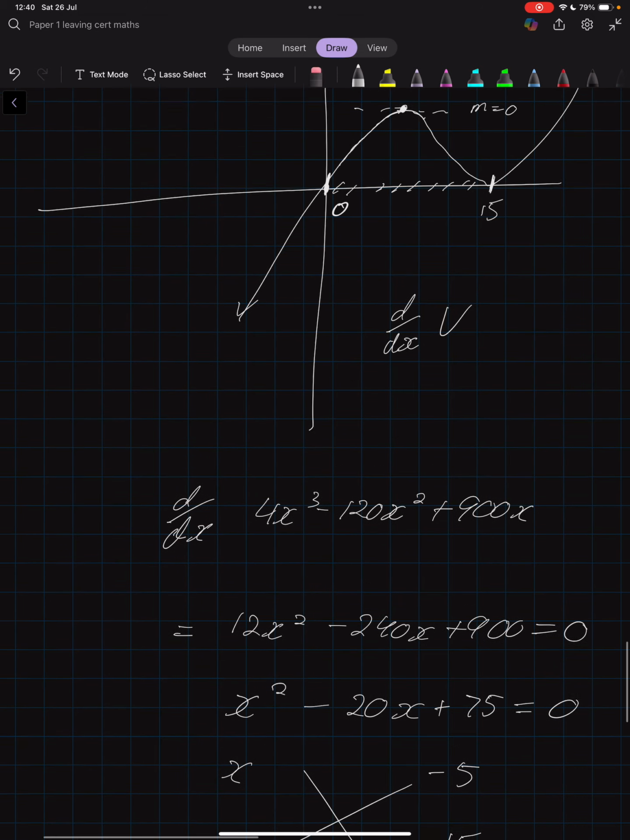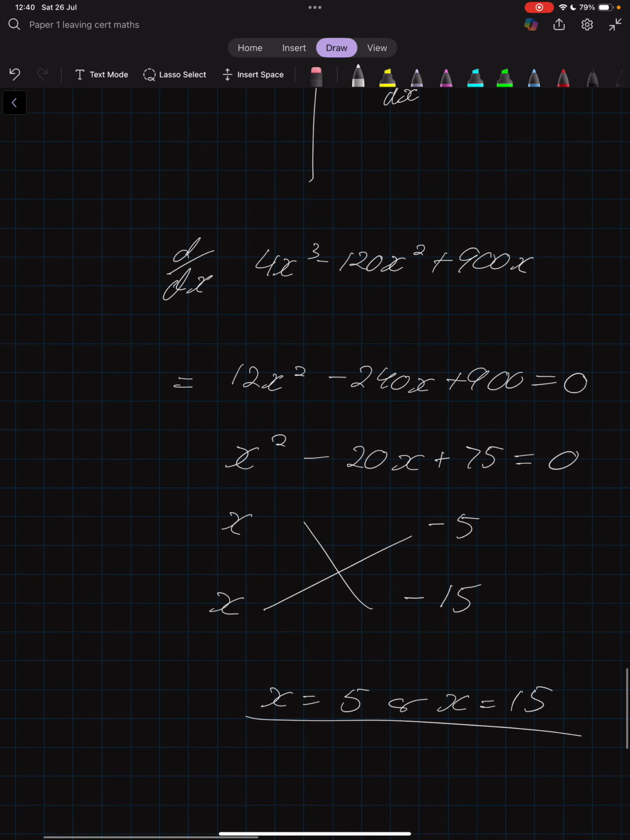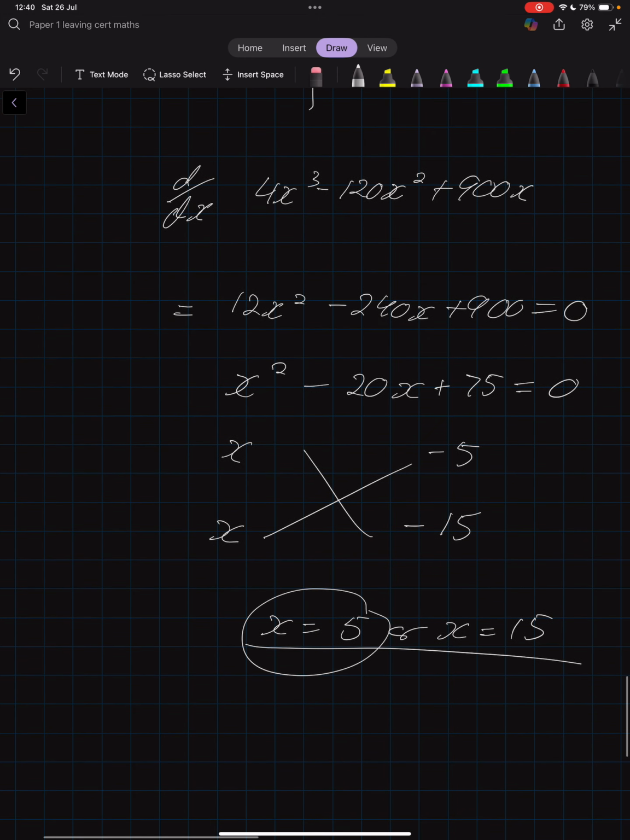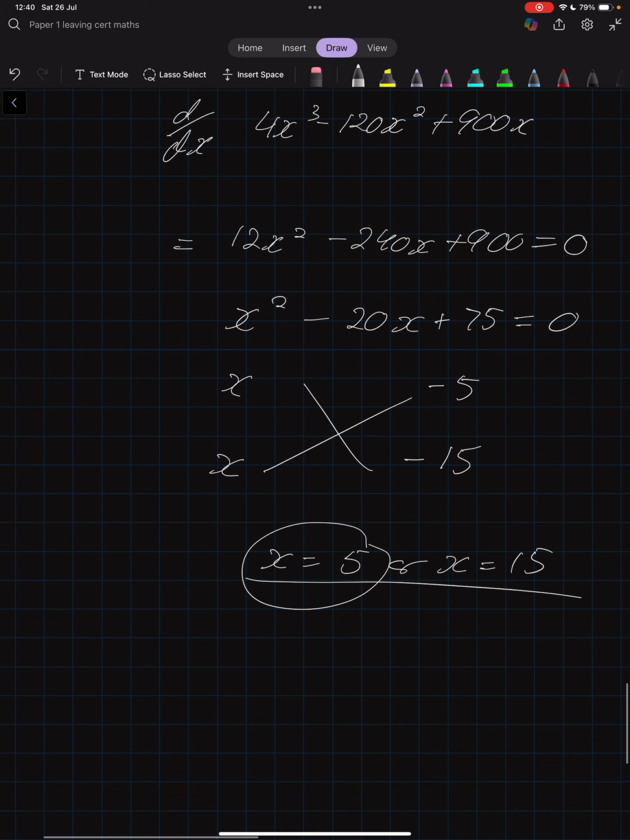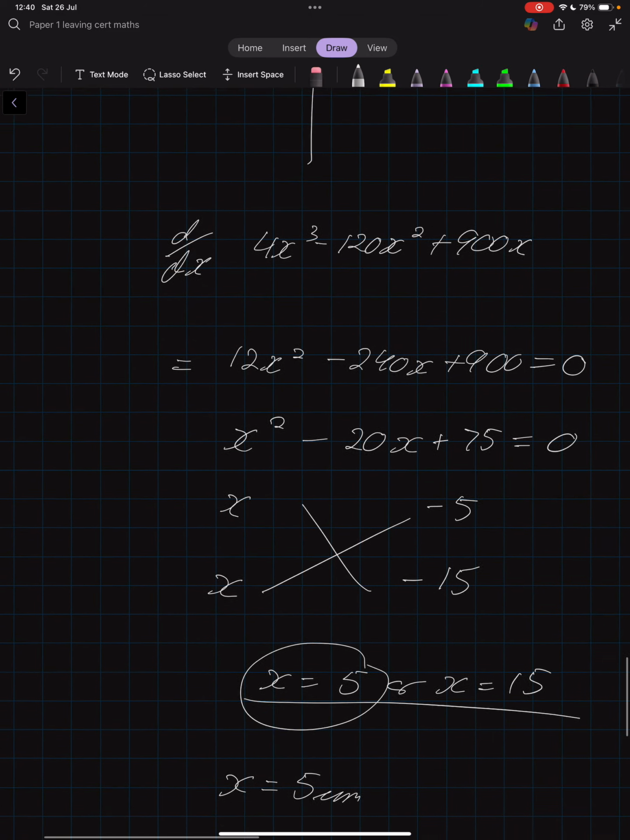Now, which one is it? Remember, we said that x has to be less than 15 and it has to be greater than 0. There's only one answer here that fits that, and that's x equals 5. So the answer is, if I want to maximize the volume, I want x to be equal to 5 centimeters. Okay? If I plug 5 into the volume, what am I left with?